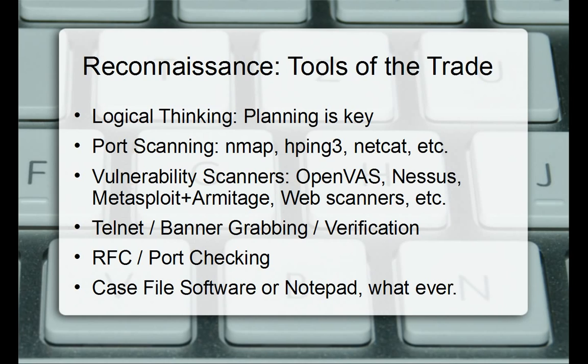There's other things you can use, like I said, Telnet and stuff like that. Vulnerability scanners, OpenVAS is free, of course. Nessus, there's a community version, and then there's a paid version. The community version really isn't great. The paid version is there, but it's very expensive.